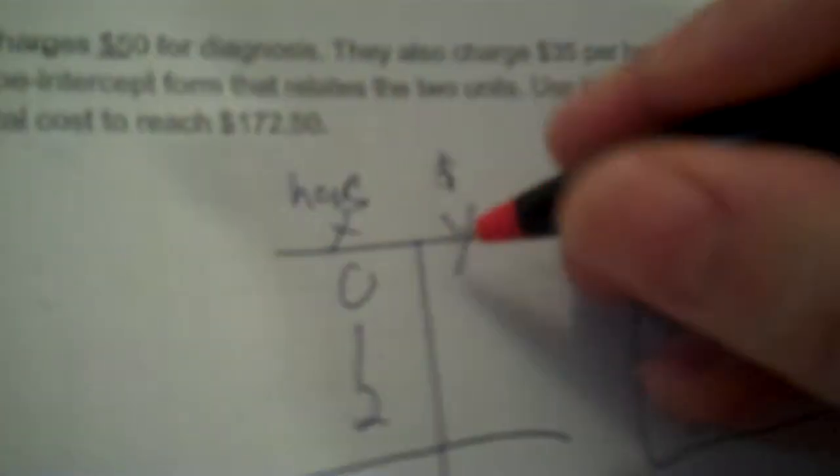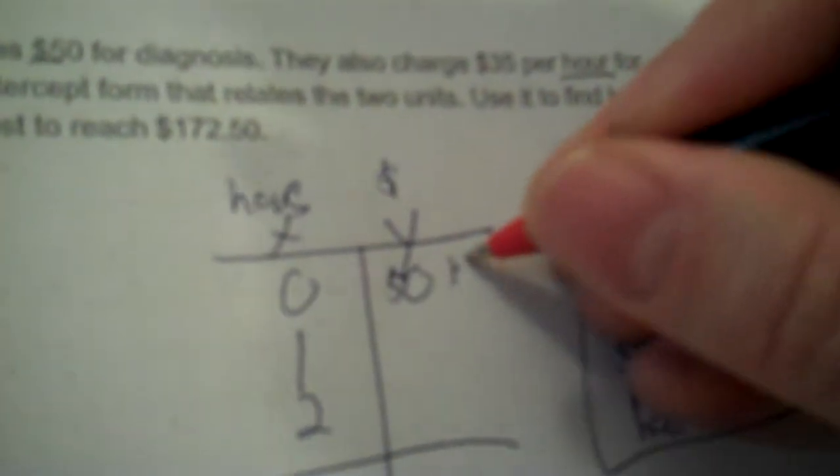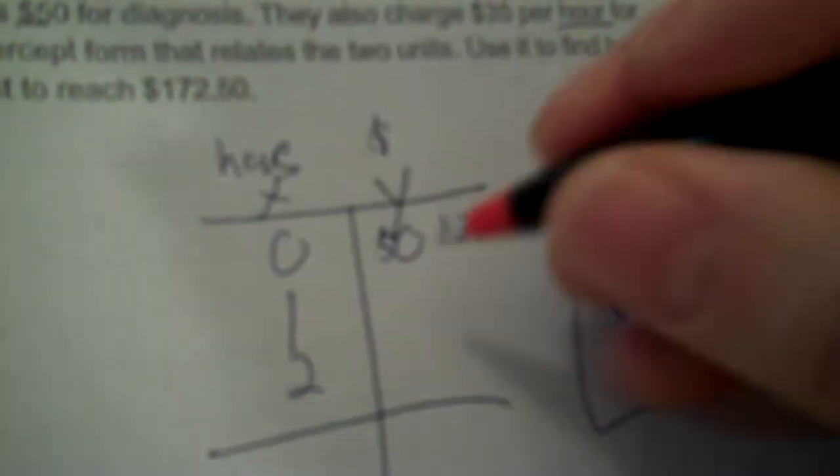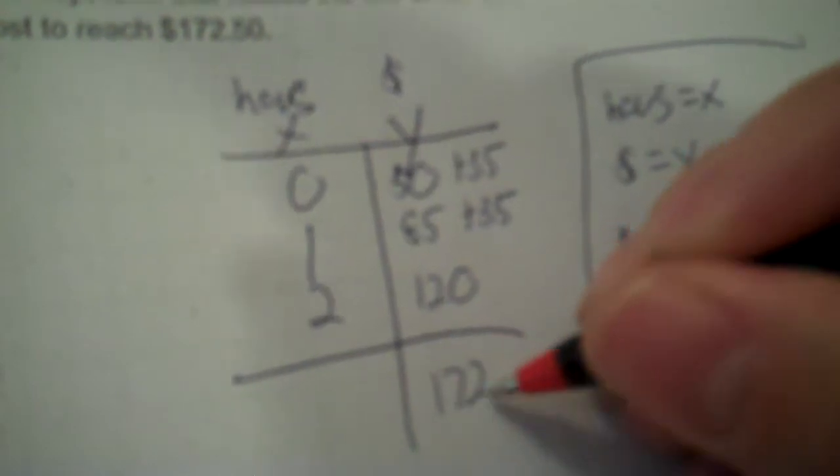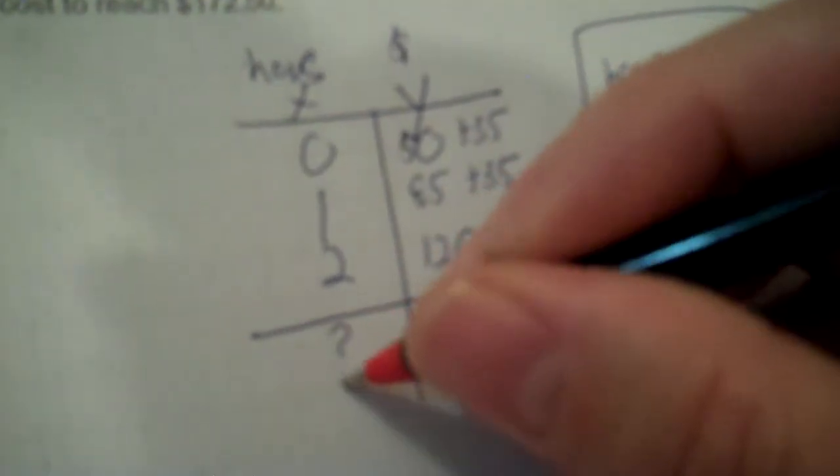So you started with $50. Then $35 per hour means every hour you add 35. 50 plus 35 is 85. Then 85 plus 35 is 120. Okay, then this $172.50 goes in the dollar column, and we're going to find the hours that go with it.